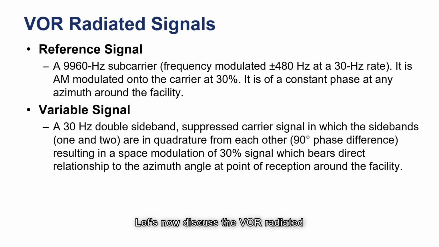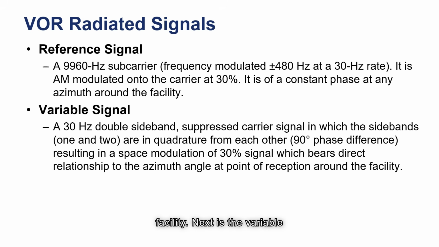Let's now discuss the VOR radiated signals, beginning with the reference signal. The reference signal is a 9960 Hz subcarrier, frequency modulated by plus or minus 480 Hz at a 30 Hz rate. It is amplitude modulated onto the carrier at 30%. It is of a constant phase at any azimuth around the facility.